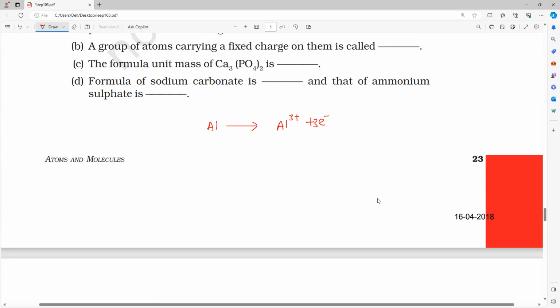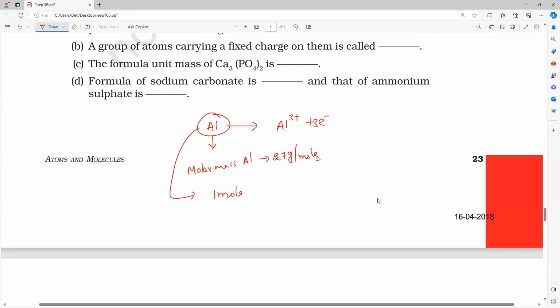Write it, everybody. Then what is the molar mass of aluminum? Molar mass of aluminum. Aluminum, you don't know? 27 gram per mole. They have given how many moles? 1 mole they have given.